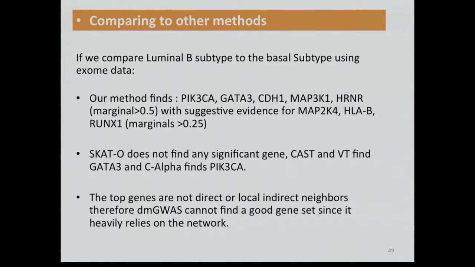Comparing to other methods, these are variant aggregation and also DMGWAS, we found a lot more genes that were found to be important. The other methods find either GATA3 or C-alpha, and C-alpha finds PIK3CA. And of course, if this gene is not found, this is like for luminal cancer, it means the method is not working well. Unfortunately, none of these genes are directly connected in the network, and so DMGWAS was not able to use the power that it has from integrating network data, and so it actually didn't find any of the genes.